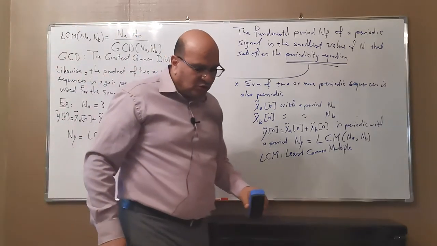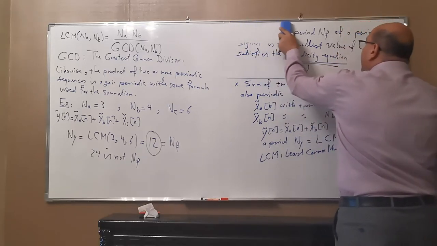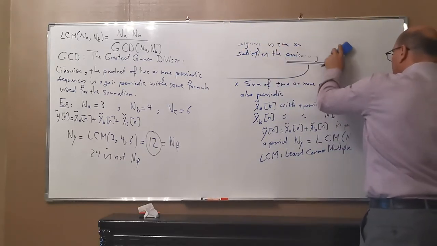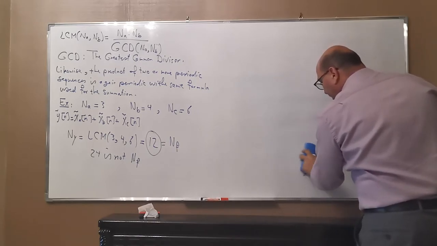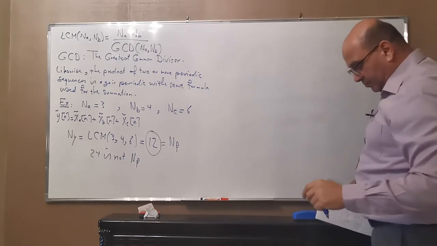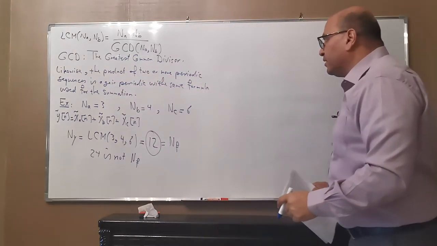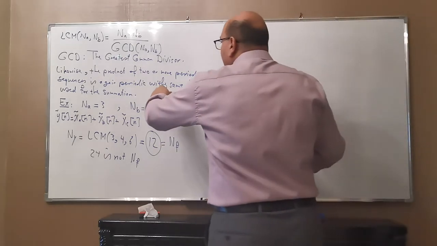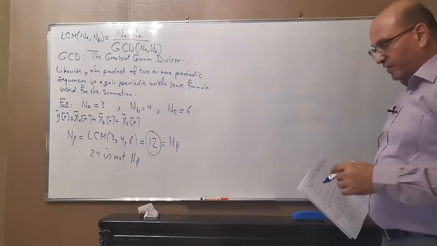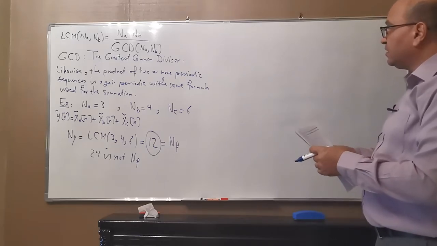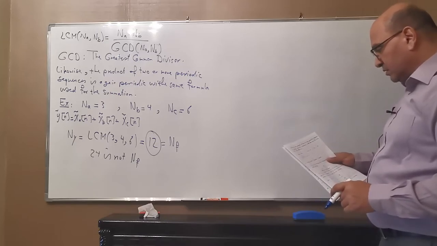Okay, so enough from the periodicity. Let's go to another classification of sequences. By the way, if the sequence is not periodic, then we call it aperiodic, which means that if the periodicity condition does not apply, then we call it an aperiodic sequence.